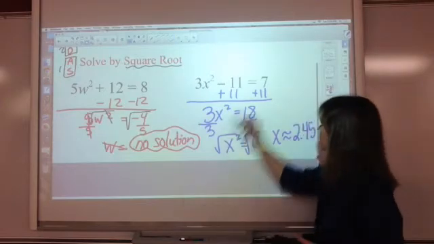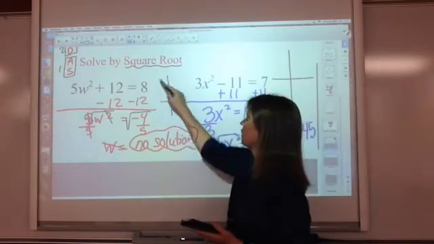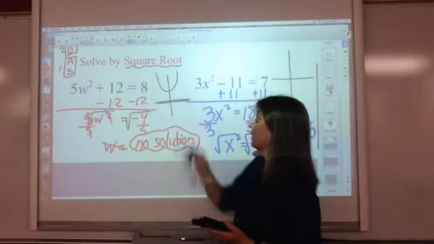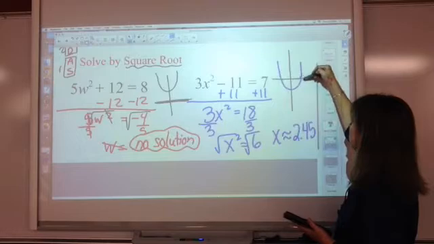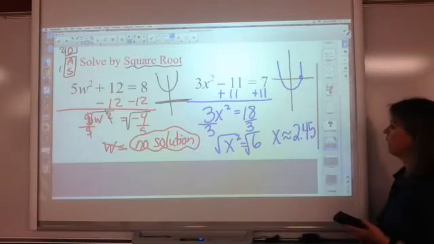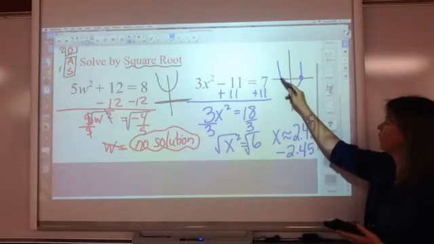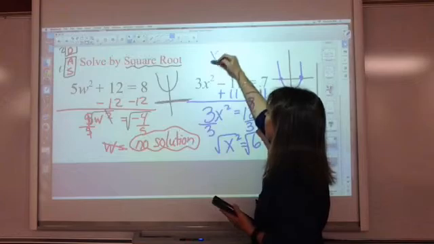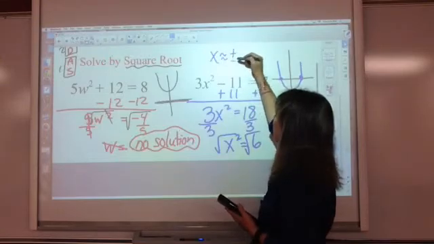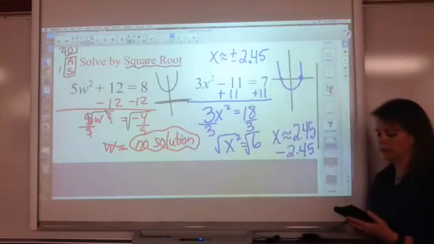The problem with this answer is that we've been talking about parabolas. Over here there was no solution because the parabola never hit the x-axis. Over here we only have one solution, but we should have two. 2.45, and we also need negative 2.45. Make sure you have both answers when solving by square root. Yes, it's okay on your final if you write x is approximately plus or minus 2.45. One positive and one negative.